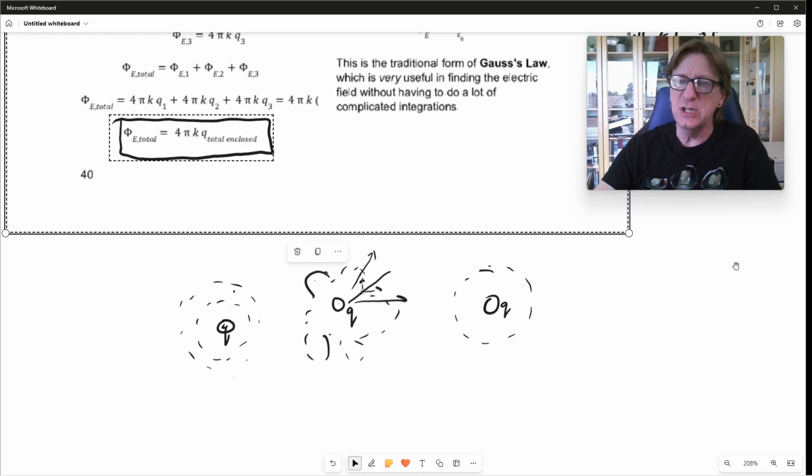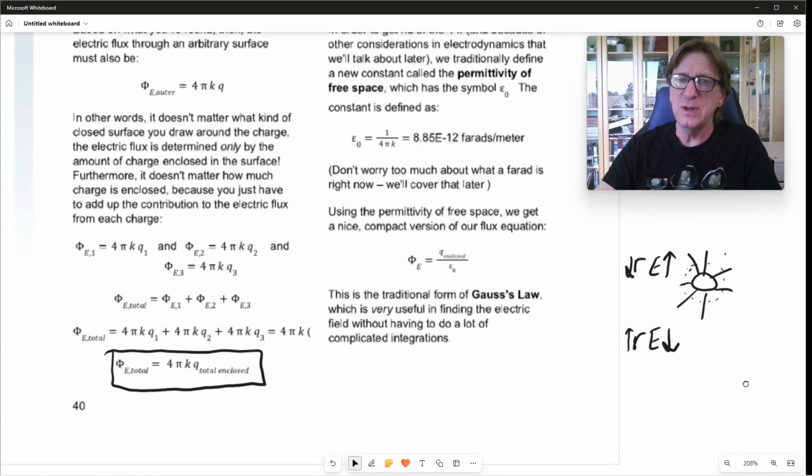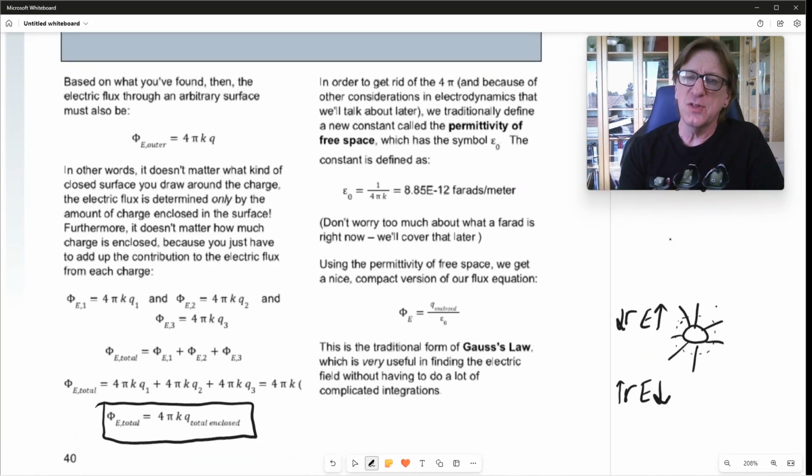So the traditional form of Gauss's law, then, we define this constant here. This is called the permittivity of free space. And that's epsilon naught. We'll be using that quite a bit. Don't worry about where it comes from for now. It's one of the fundamental constants of the universe. There's three major fundamental constants of the universe, and we'll talk about where those come from. But this is one of them that deals with the electric force.